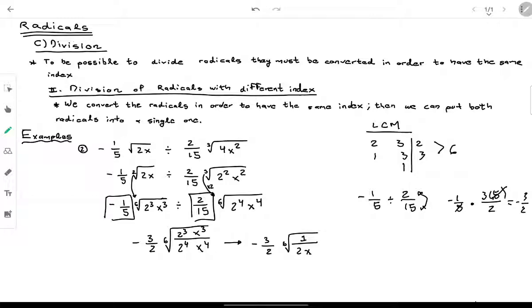Of course, it's not possible to take out anything from the root, so this is going to be the final answer. So as I was telling on the other exercise, the only thing we need to do is transform our radicals in order to have a common index, and after that it will be a normal division of radicals. So let's see one last example.